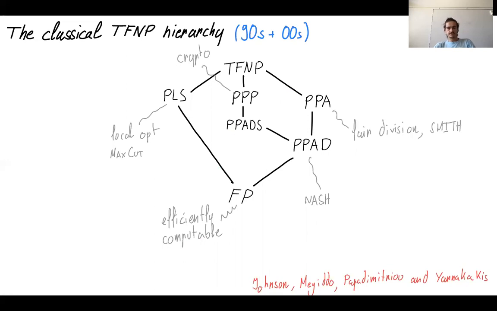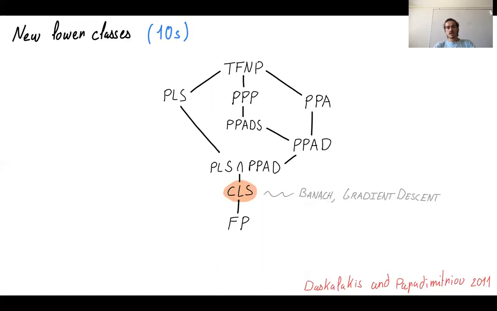But frustratingly, there were important problems like gradient descent that couldn't fit in one of those classes only. So gradient descent was shown to belong to both PLS and PPAD, so the intersection of both. But this PLS intersect PPAD class is not very natural, right? We will see what a complete problem for this looks like later. But let me just say that people were not very happy about this intersection class. And those problems are interesting, right? Gradient descent, finding a fixed point due to Banach's theorem, etc.